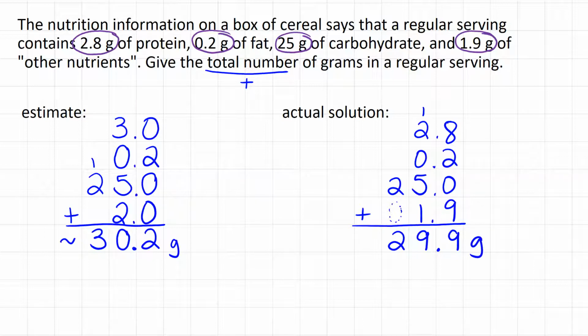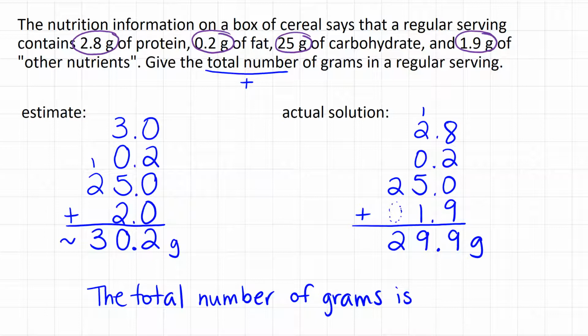And the final thing I have to do is write my answer in a sentence. The question was given to me in a sentence, so I have to answer in a sentence. So my final answer is the total number of grams is 29.9 grams. I could have written the total number of grams in a regular serving is 29.9 grams, but I kind of ran out of room, so I just left that regular serving bit out. But the more information you have in your final answer, the better off you are.